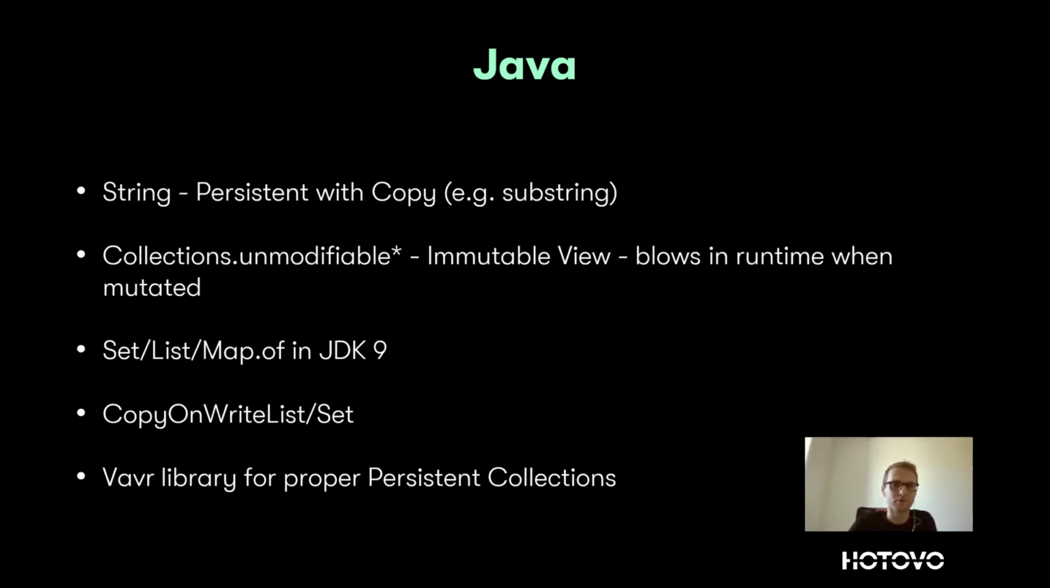The same goes for these constructor helpers in JDK 9, Set.of, List.of, Map.of, where I provide some values directly into the of method, and I get back an immutable list. As I mentioned, copy-on-write list and set are in Java, but if you want really good persistent collections, you go for Vavr, a functional library that provides these persistent collections.